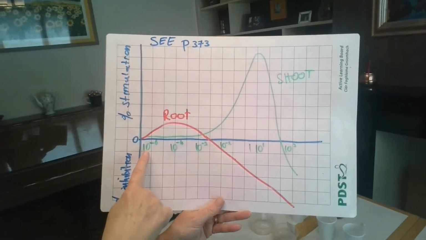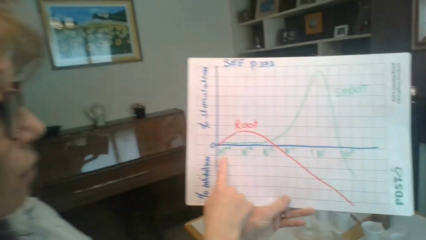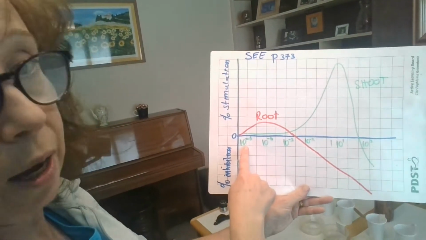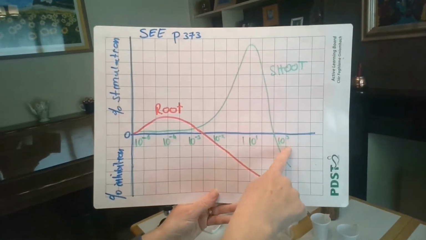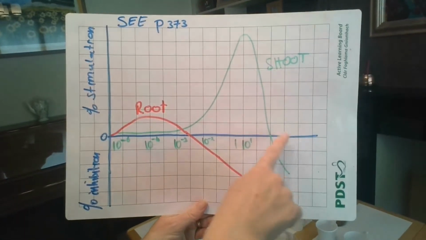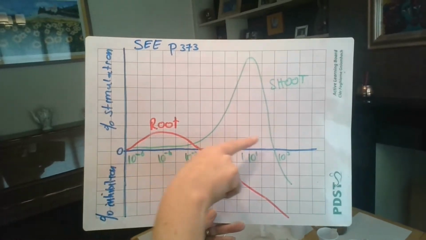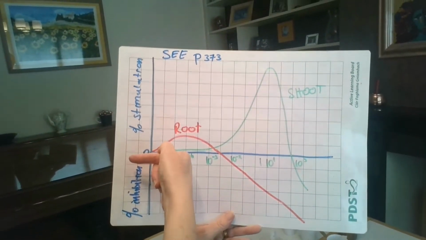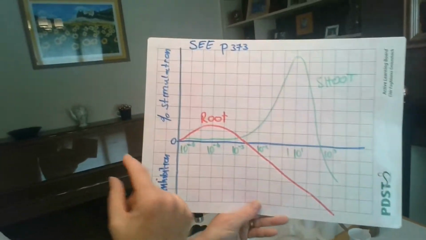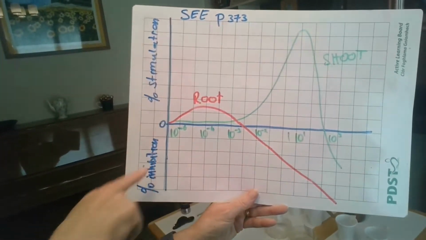This is 10 to the minus 6. This is very, very dilute IAA. This is 10 to the power of 1, and this is 10 to the power of 3. Okay, so we're getting more concentrated as we go this way, less concentrated as we go this way. This is in comparison to the control.